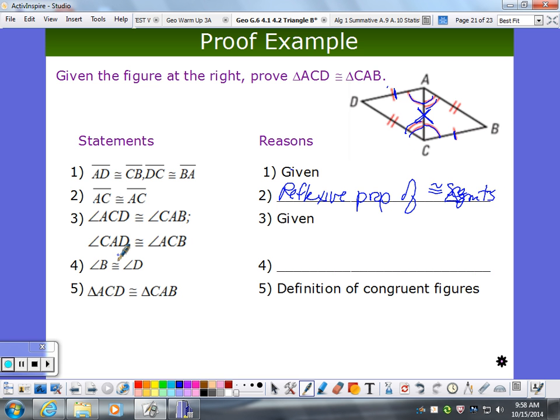Okay. Why are B and D congruent? Why is that? Third angle congruence theorem. Because these two are congruent to each other, then it must be that these two angles are congruent. Now I can say the two triangles are congruent because the definition of congruent figures states that if all the angles and all the sides, the corresponding parts of the triangle, are all congruent, you have congruent triangles. So that's a proof example.